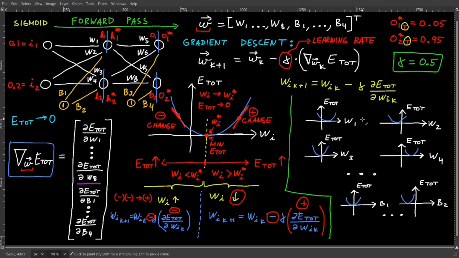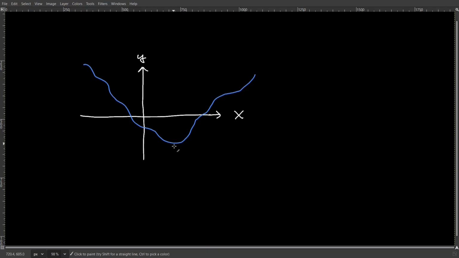And you can imagine that for every weight and bias, you have that relationship where you have your total error written as a function of that weight or bias. There is an optimal value for all of the w's and b's, and once you reach all those optimal values, your total error will become 0. We can even look at this made-up function here, y as a function of x.